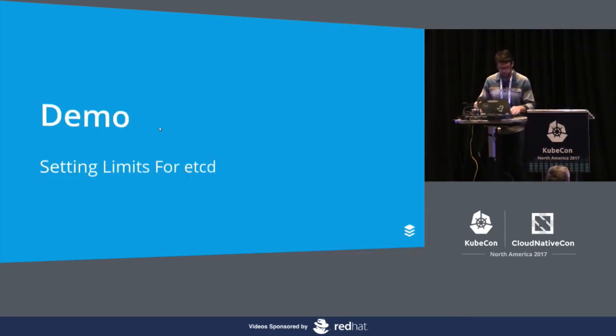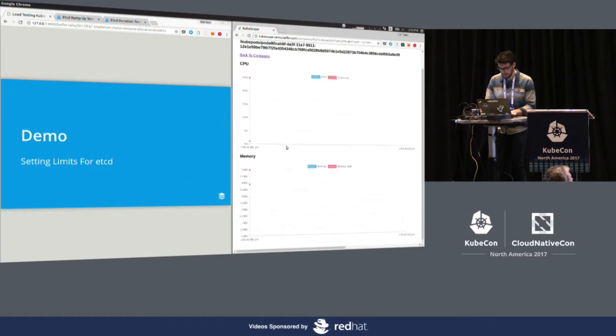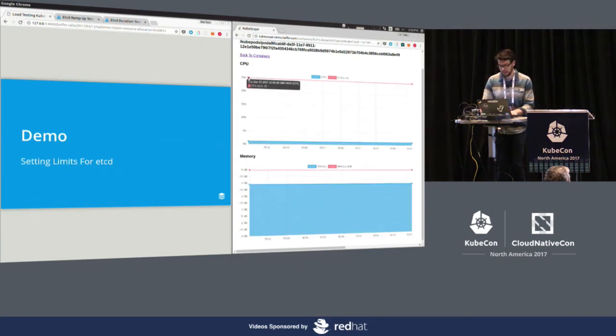So I'm going to do a live demo here. I'm going to set limits on etcd. This is a tool that we've got open source called KubeScope. I did this demo last year, and to get all this information before, I had to use port forwarding and get the information from cAdvisor directly. This tool gives you a little more information, and so you can see here that I've got CPU. This red line is what the limit is currently set to, and the blue line is the current utilization of the container. You can see that I've got 25m of CPU, which is approximately 25 one-thousandths of a CPU core, and also 5 meg of memory.